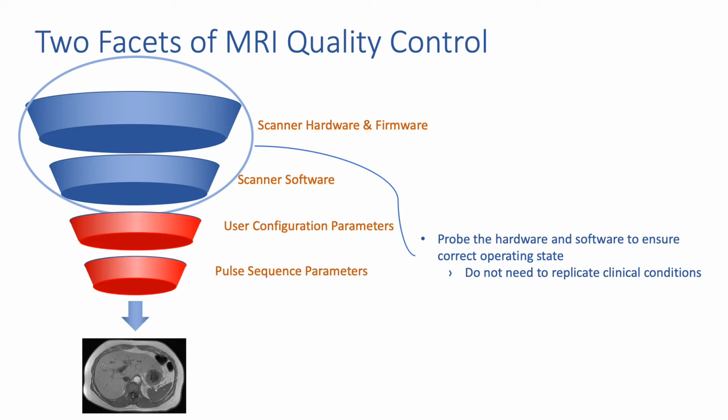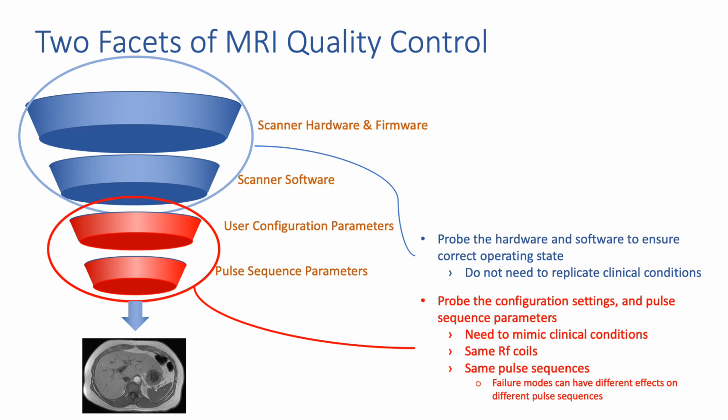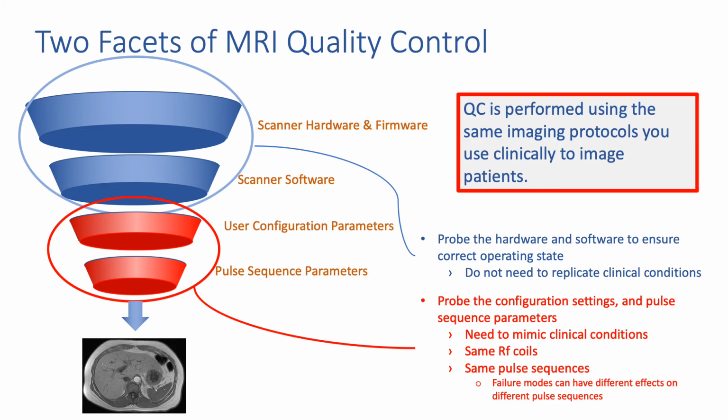The second facet to the problem, though, is to probe for errors that can arise due to anything under the user's control, such as scanner configuration and pulse sequence parameters. To probe for these types of failures, the test should mimic clinical conditions as closely as possible, using the same pulse sequences and the same RF coils. Many failures can be caused by users not having parameters set up ideally. In addition, different failure modes in a scanner can have different effects on different pulse sequences. With the MagFan RT and S162 phantoms, quality control is performed using the same imaging protocols that are used clinically to image patients, thereby picking up many of these types of user-induced errors.